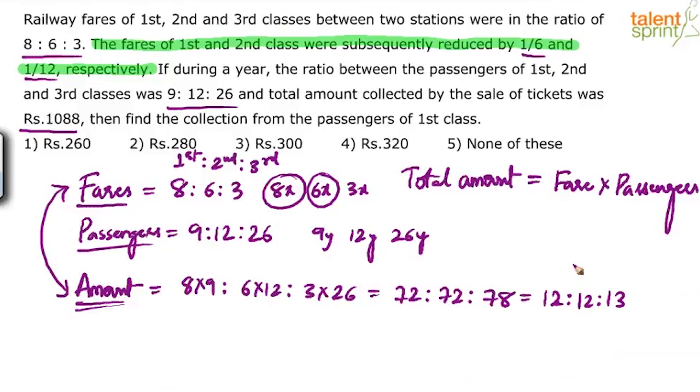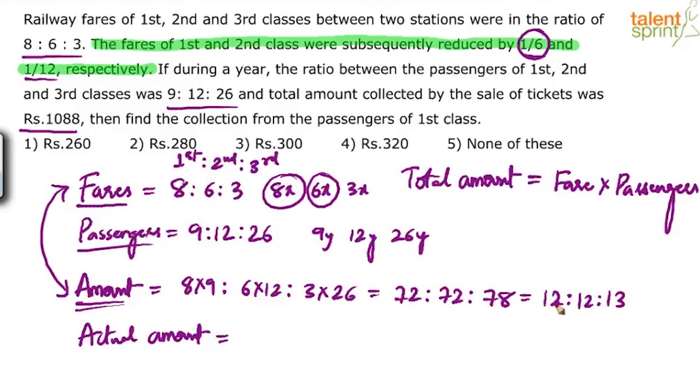Now the simple calculation to be done here is the real amount, the actual amount ratio. The actual amount ratio will be equal to what? See, the fare was reduced by 1/6. If the fare is reduced by 1/6, what is the remaining fare? 5/6. It was reduced by 1/6. So you have to reduce 12. Let's say the ratio is 12 is to 12 is to 13, right?